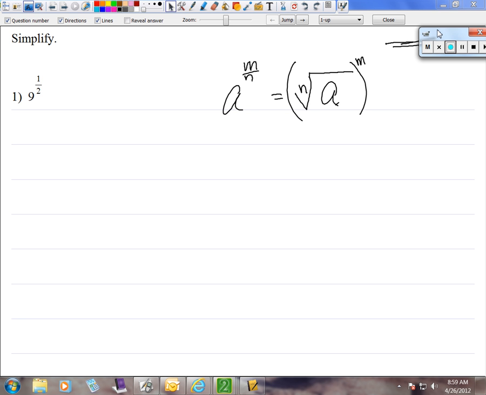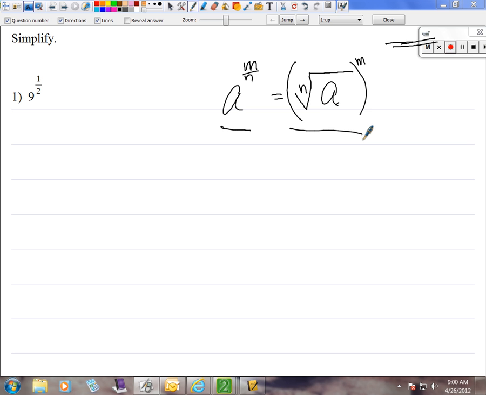Now, here's what you're doing today. You're going both directions. First thing we're going to do is go to the root and simplify. Then on the last part of your assignment, we're going to go from radical form back to exponential. So this is exponential, this is radical. Exponential and radical. Okay.